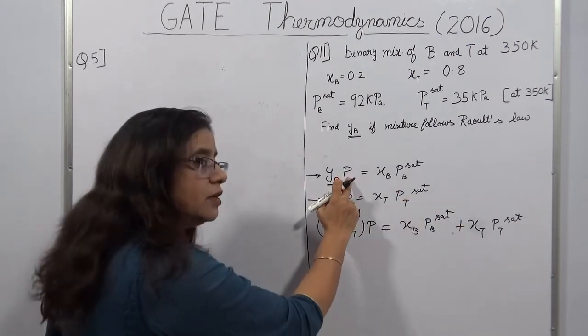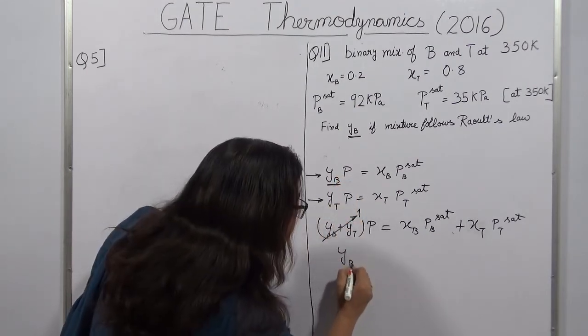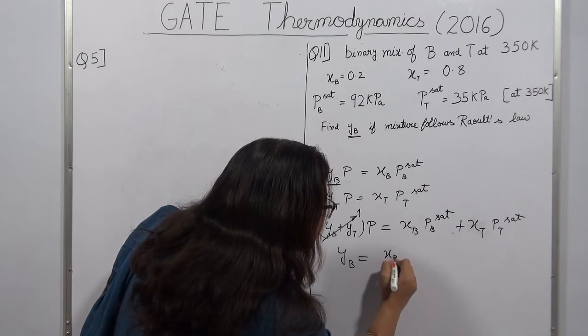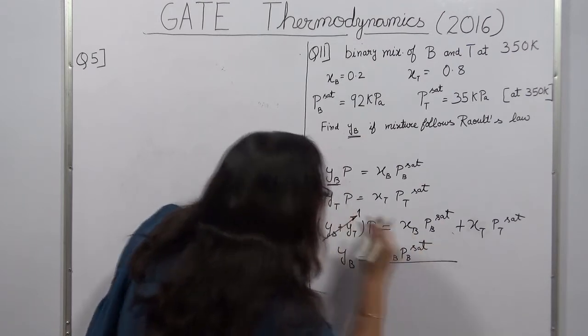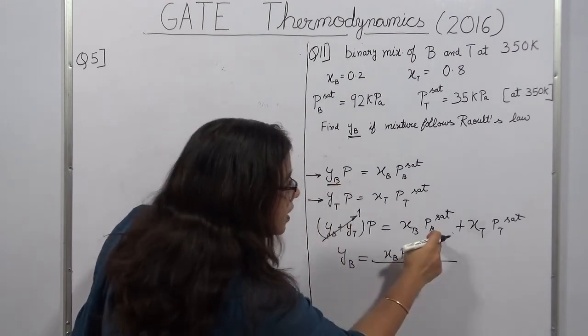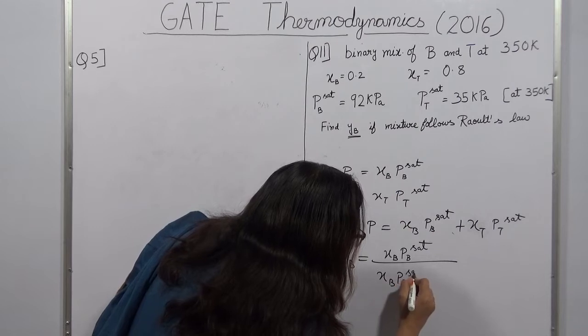Now I will put the value of pressure in this equation. So what I get is that my mole fraction will be equal to xB PB sat divided by pressure. Pressure is nothing but this thing, so I am going to write it over here.